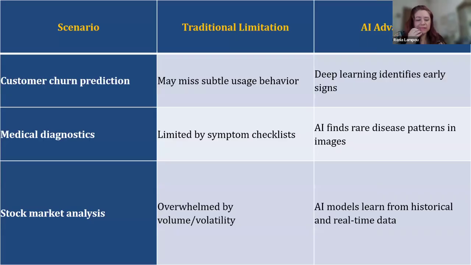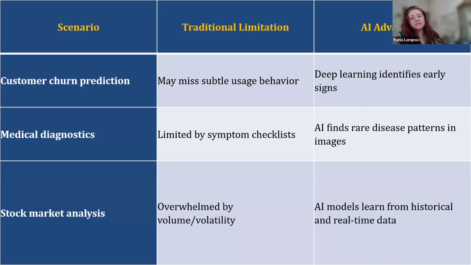Some examples here. What is the scenario? The scenario is medical diagnosis. The traditional limitation is that it's limited by symptom checklist. The advantage is that AI finds rare disease patterns in images. If we are engaged in stock market analysis, this is overwhelmed by volume and volatility. This is the limitation, but the advantage of AI is that AI models learn from historical and real-time data.